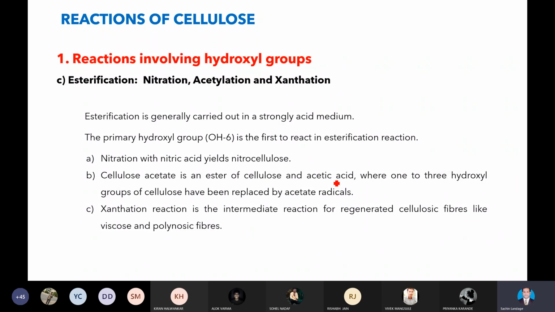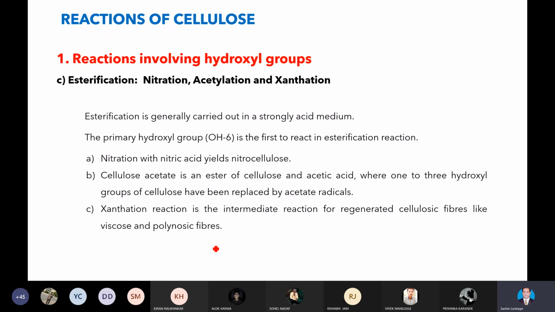So that's particularly the acetate reaction. And next, that is nothing but the xanthation reaction. The xanthation reaction is an intermediate reaction for regenerated cellulose fibers like viscose rayon and polynosic rayon. So the reaction which I told you, that is the sodium cellulose formation, not sodium cellulose, soda cellulose formation reaction.